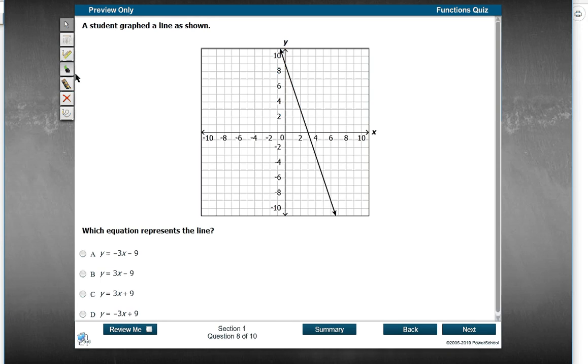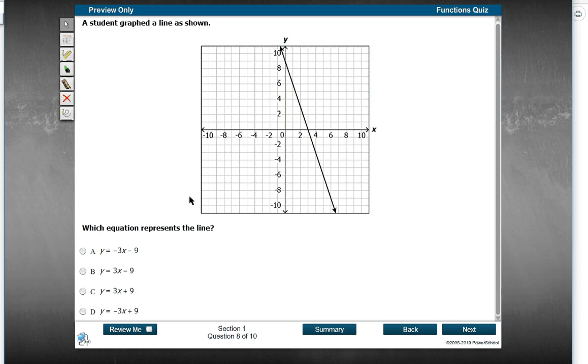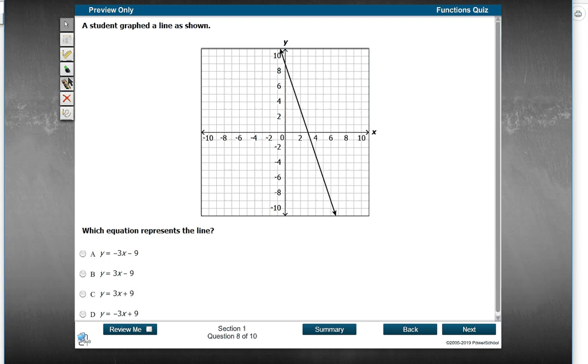Moving on. A student showed a graph of a line as shown. It says, which equation represents the line? This is just like the given a graph video, if you need to go back and watch that. You have to be able to go to the equation, which is exactly this question. Given a graph, what is the equation?